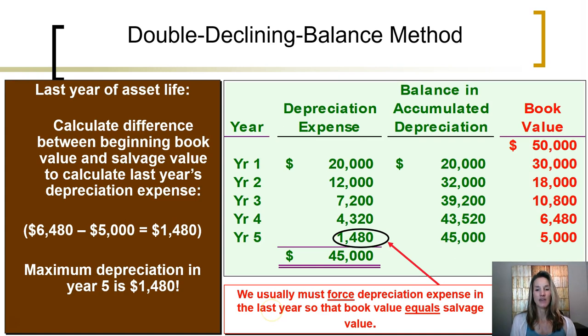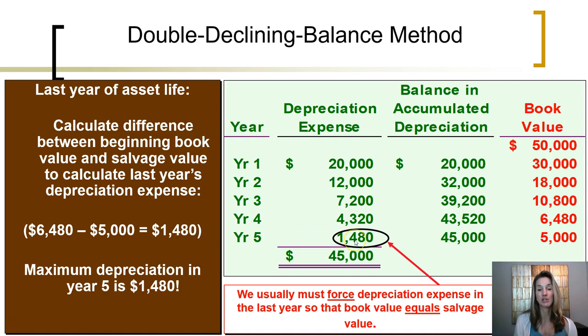So what we need to do in the asset's last year of life is to compare its beginning of the year book value. We ended year 4 with a book value of $6,480, so we began year 5 with a book value of $6,480. We compare that beginning of the year book value to its desired ending value, which is the salvage value, or $5,000. So the maximum depreciation that we can record is $1,480.